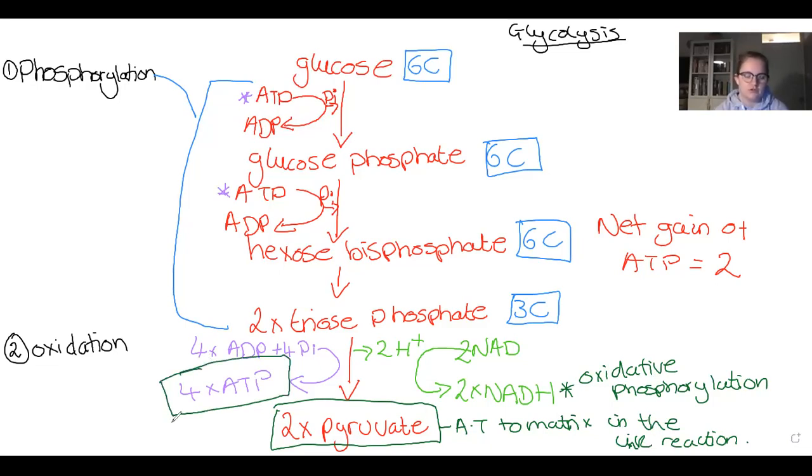So the product of glycolysis is, I'm going to say 2 ATP, because obviously we've used 2 earlier, so our net gain of ATP is 2. So we've got 2 molecules of ATP, 2 molecules of pyruvate, and 2 molecules of reduced NAD.